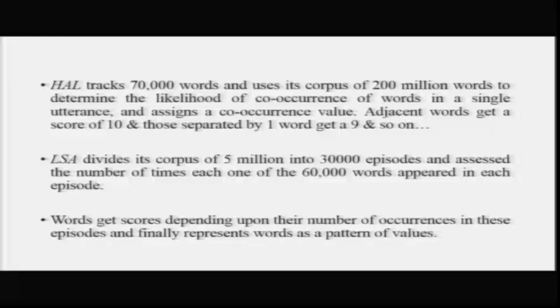The LSA divides its corpus of 5 million words into 30,000 episodes, and they are basically assessed for the number of times each of these 60,000 words appear. So within that episode, you have a 5 million word corpus, you can divide this into 30,000 episodes, and in each of these episodes you have 60,000 words. For each of those 60,000 words you can calculate a number, which is the probability that they would have come together within the episode.